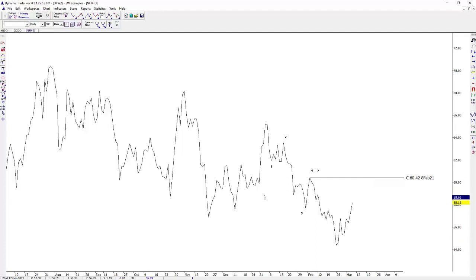Does that automatically mean this entire complex corrective decline is complete? Not necessarily, but it's a possibility. We have some other information, fundamental information, technical information, that says more than likely it should be. But based just on pattern, it doesn't say it's complete, and it wouldn't imply that it's complete until we got all the way above that.